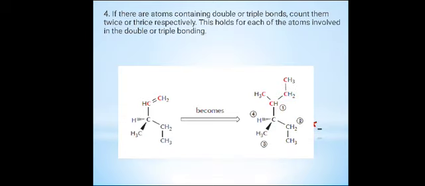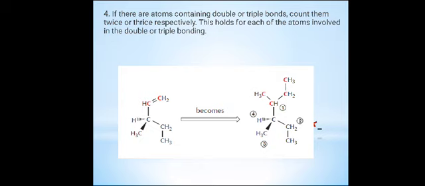If there are atoms containing a double or triple bond, count them twice or thrice respectively. This holds for each of the atoms involved in the double or triple bonding. Here a double bond carbon is there, hydrogen is there, methyl is there, and the ethyl is there. When we compare the atomic number of methyl and ethyl, the CH2CH3 has the higher atomic number as compared to the CH3, so we give the second priority to the CH2CH3 and the third priority to the CH3.